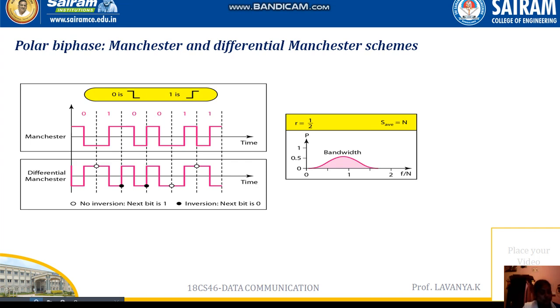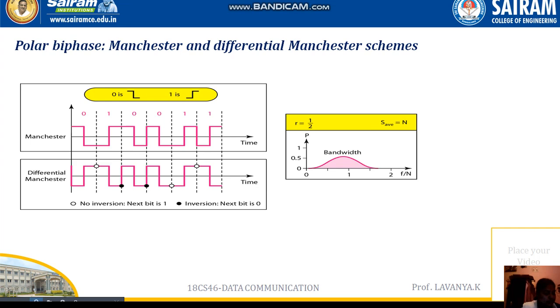If the bit is 0, the transition happens from higher to lower. If it is 1, the transition happens from lower to higher. In Manchester encoding, the duration of the bit is divided into two sets of voltage, or two halves. The voltage remains at one level during the first half and moves to the other level in the second half. The transition at the middle of the bit provides the synchronization.